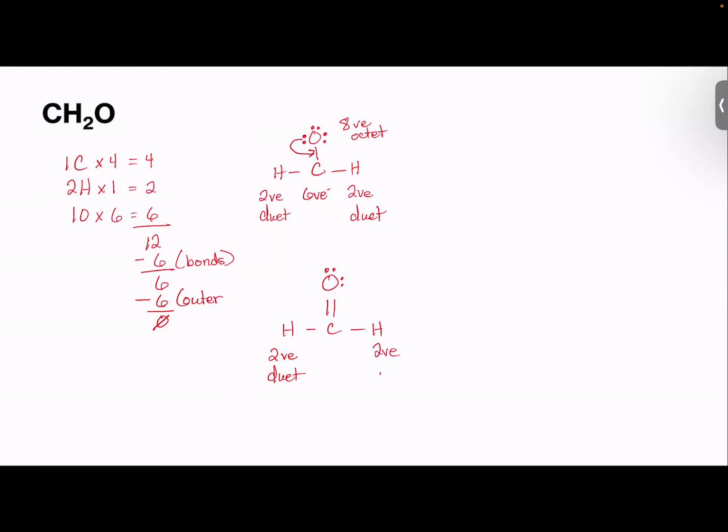Your carbon currently has 8 valence electrons, so it has an octet. It has 4 within the double bond, and it has 2 within each of the single bonds for a total of 8. And your oxygen also has an octet because it has 4 within the double bond and 4 in the lone pair. So this is the structure for formaldehyde.